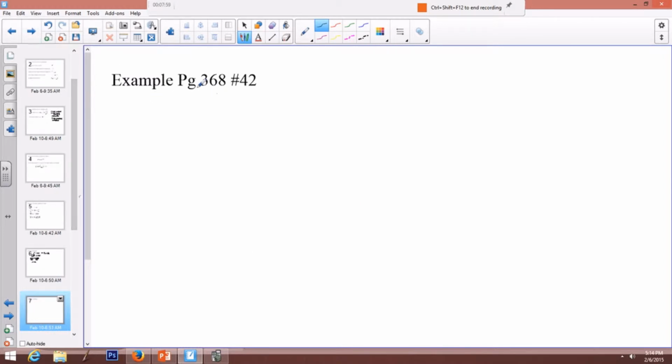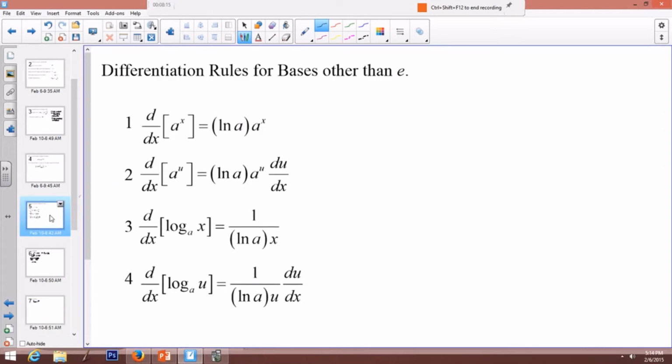So in page 368, number 42, they ask us to do the derivative of, so they give us f of x is equal to 3 to the 2x. And I thought I'd start with an easy one. Looking at this, I have a value a to some expression that's in terms of x, and so I'm using this chain rule form of this derivative rule. And so what we're going to do is take the ln of whatever that base is times that whole function again, times the derivative of that function.